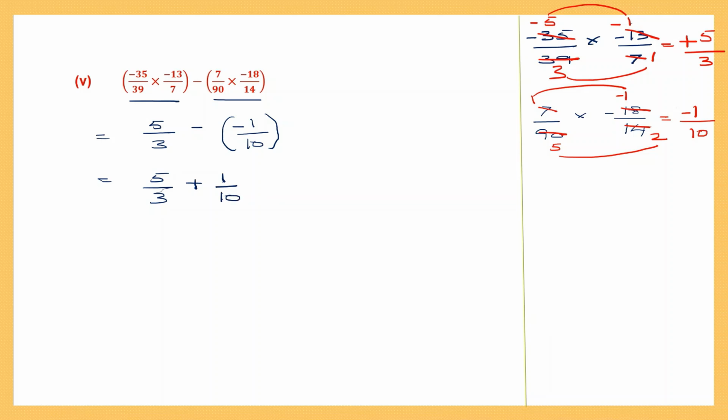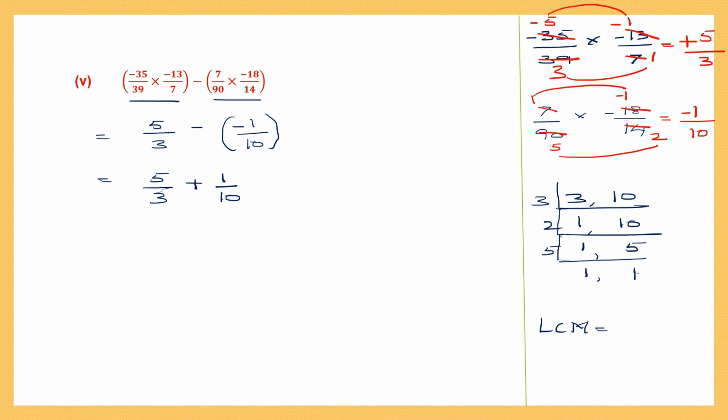We have to find the LCM of the denominators 3 and 10. So let's find the LCM of the denominators here. 3, let's begin with 3. Ones are 3 and then 10. And then we'll go on to 2, 1 and 2 fives are 10. Then we go on to 5. So that will be 1 and 5 ones are 5. So let's find the LCM here. So LCM will be 3 into 2 into 5. So that is 3 twos are 6, 6 fives are 30. So LCM is 30 and we're going to use LCM as a common denominator here.